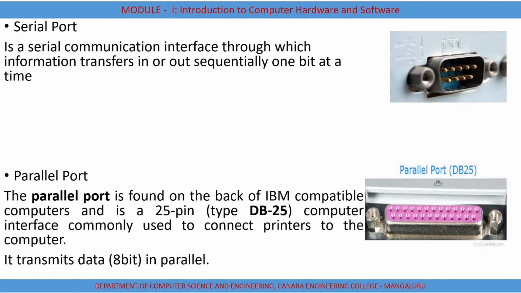Next we have the parallel port. It is also found in the back panel connections. It's a 25 pin connector, normally used to transmit data in parallel. It was used for printers like dot matrix printers in older computers. In modern days, again, it has been replaced by USB connections.